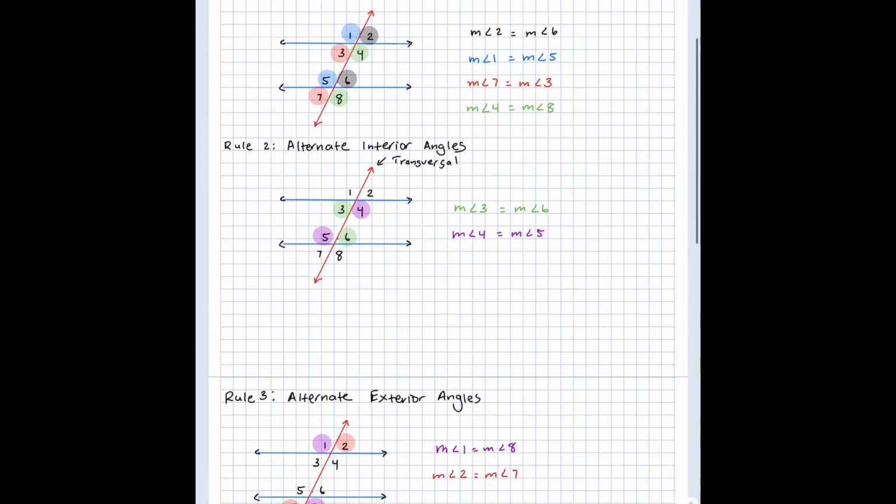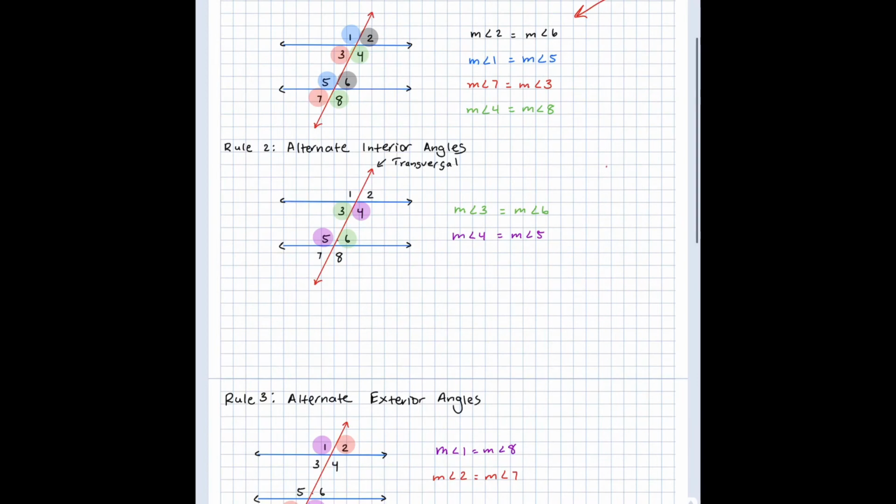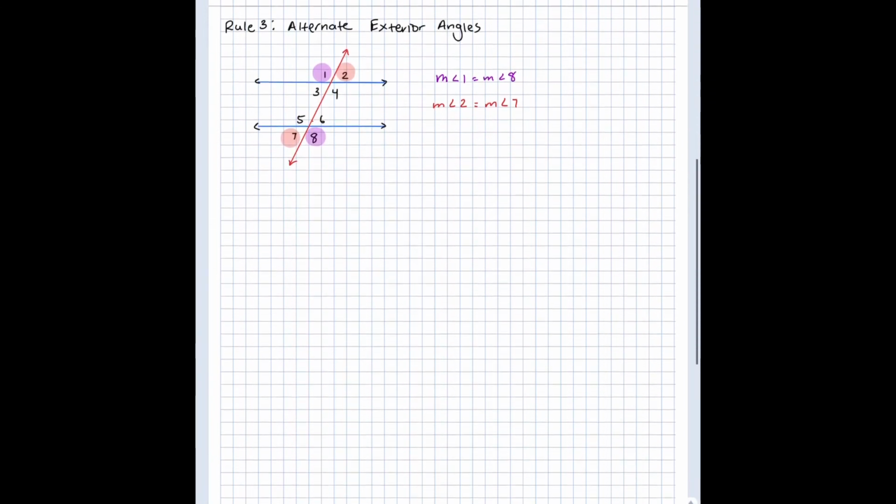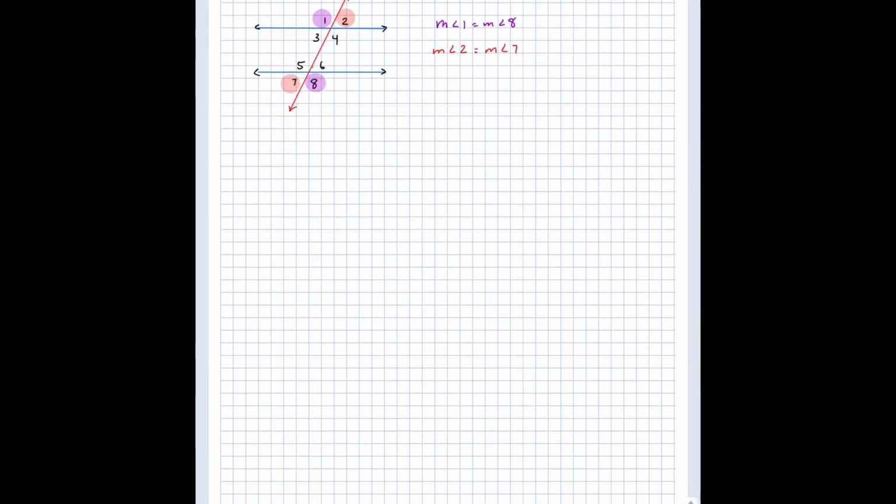So, these are the 3 main rules we're going to need for today's stuff. Corresponding angles, you could look here. These are the angles that equal each other. Alternate interior angles and alternate exterior angles. So, what kind of questions might you see? Let's try some.